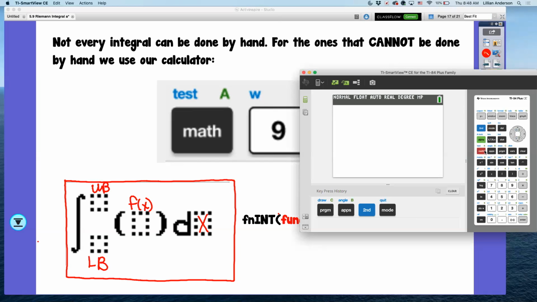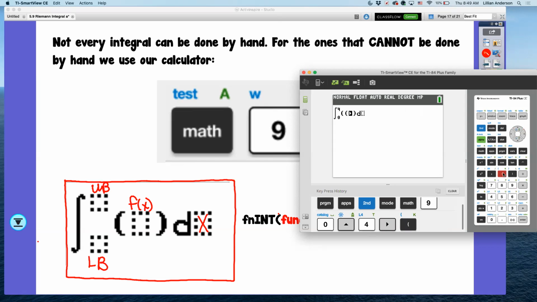So we go to math, option 9, and for me, yes, the integral pops up. My lower bound was 0. I pressed the up arrow. My upper bound was 4. Now I'm going to type in my function. I am going to use the non-simplified, the non-foiled version, just in case we made a mistake in our foiling. And I'm making mistakes pressing extra buttons.